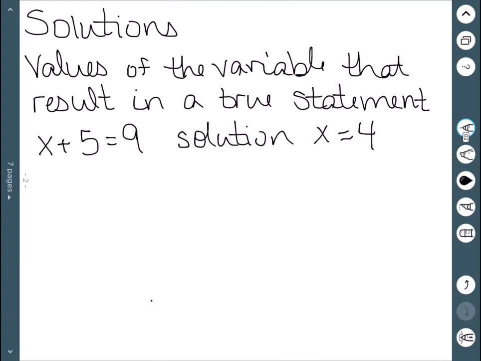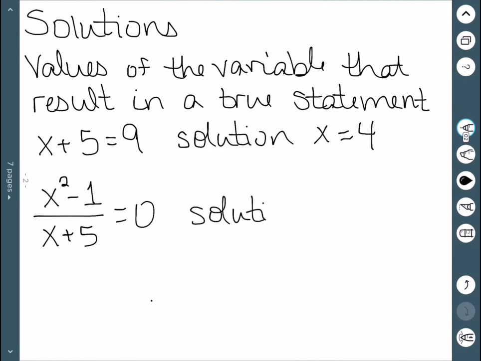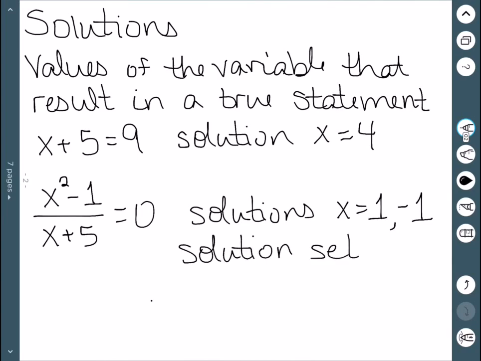We can also have more than one solution. For instance, if we have something like x squared minus 1 over x plus 5 equal to 0, this actually has two solutions. So we can have multiple solutions. In particular, these solutions are 1 and negative 1. And you can double check that by sticking them in and seeing that it results in a true statement. And this is called a solution set. When we have more than one, the solution set is all possible solutions. We typically write it between curly braces and typically in increasing order.